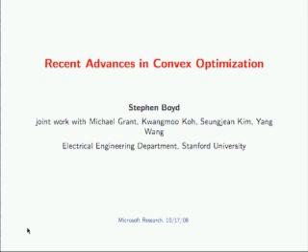Okay, it's a great pleasure to welcome Professor Stephen Boyd from Stanford University. Stephen is the Samsung Professor of Engineering and Professor of Electrical Engineering in the Information System Lab at Stanford. He has done very influential work on convex optimization and pioneered convex optimization in many application areas such as control theory, control systems, signal processing, and circuit design. Today he's going to talk about some recent advances of convex optimization.